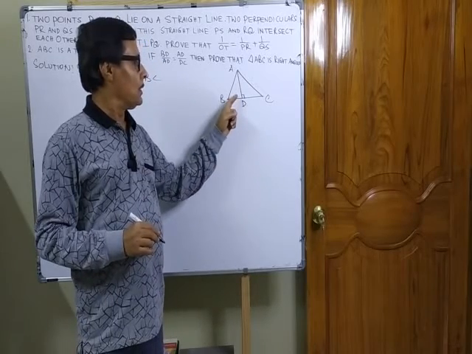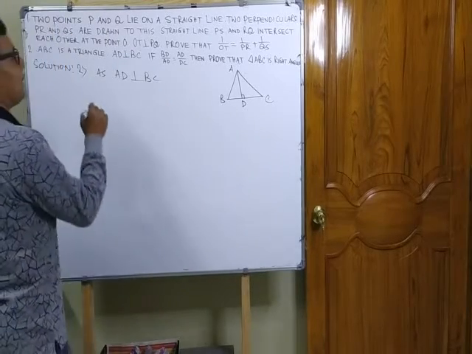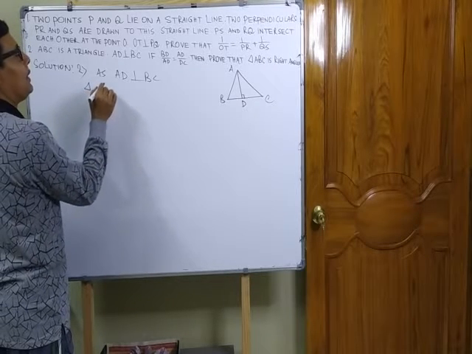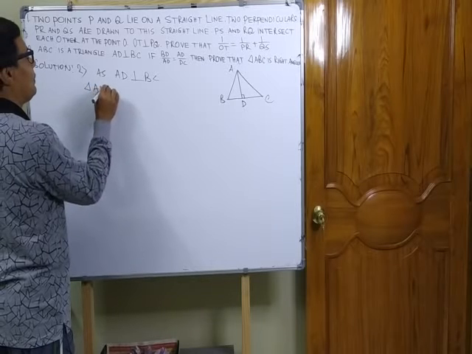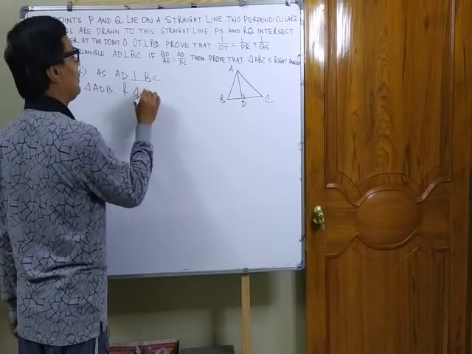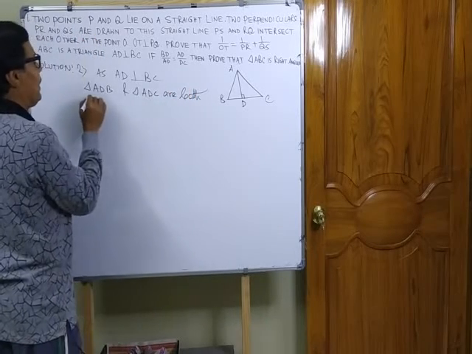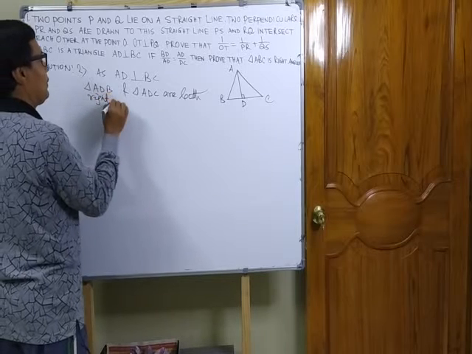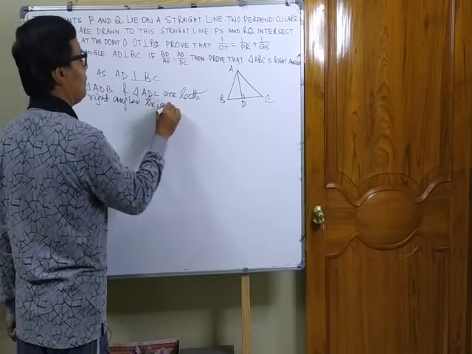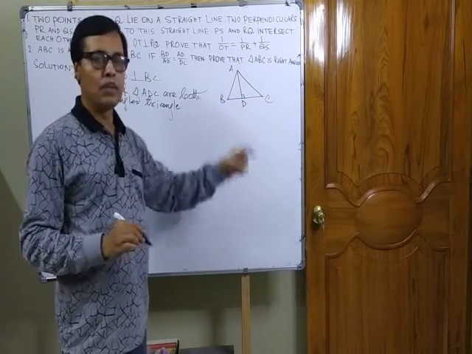So obviously, as AD is perpendicular to BC, you can say that triangle ADB and triangle ADC are both right angle triangles, because both angles are 90 degrees, because AD is perpendicular to BC.